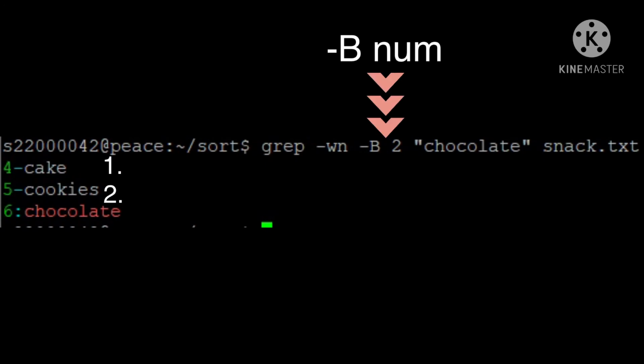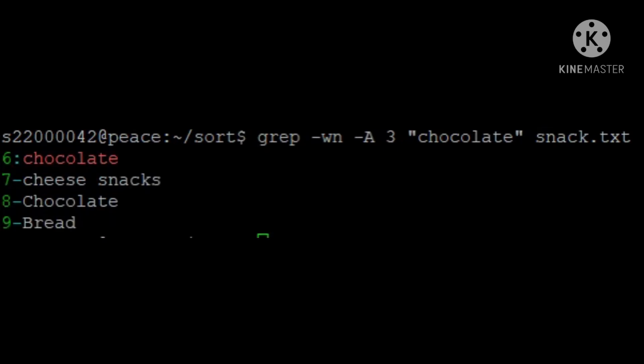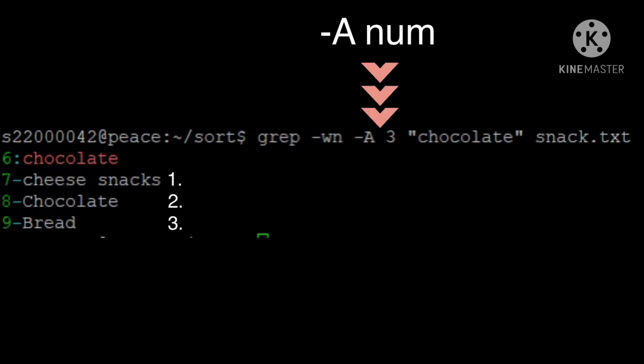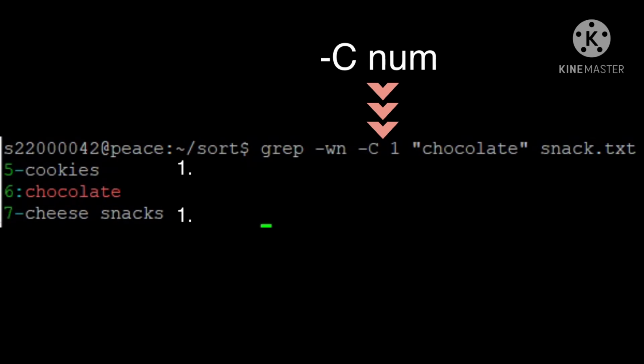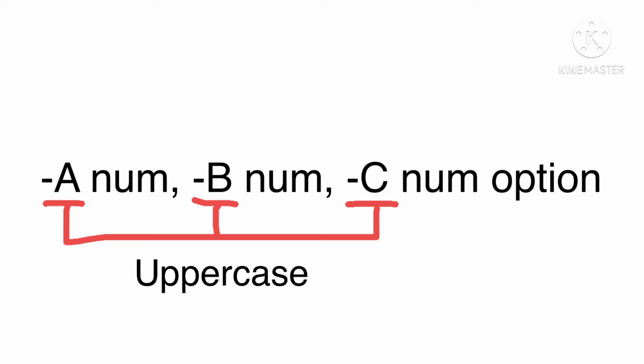Using the -B num option, it outputs a matching line while showing the specified number of lines above the matching line. The -A num option also outputs matching lines and the specified number of lines after the matching line. The -C num option also outputs matching lines and the specified number of lines before and after the matching line. Note that the letters A, B, and C used in the -A num, -B num, and -C num options are all uppercase.